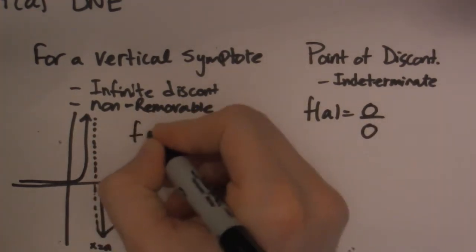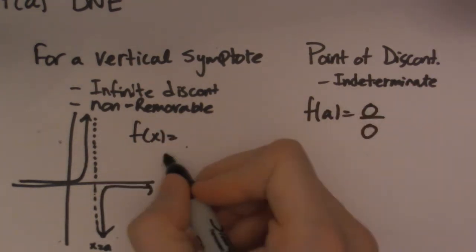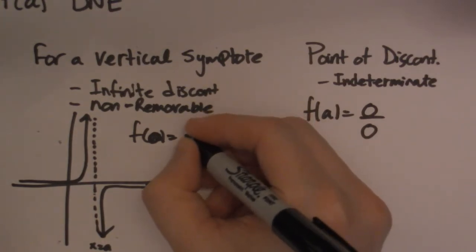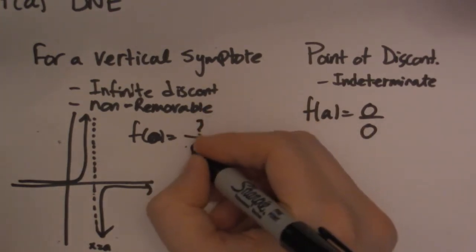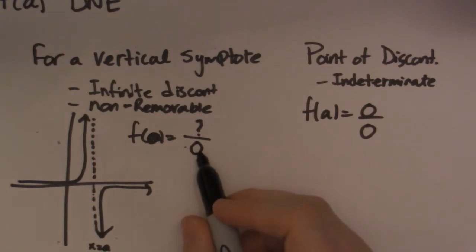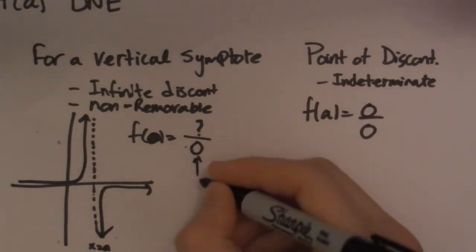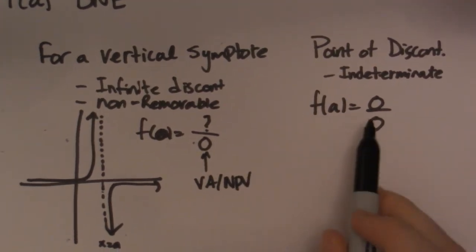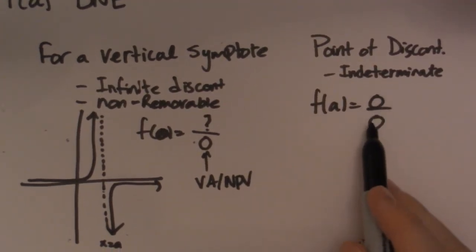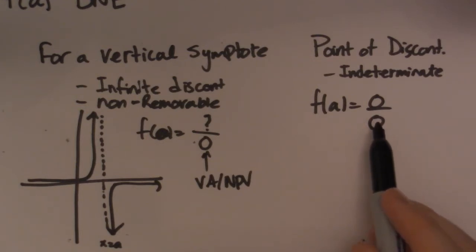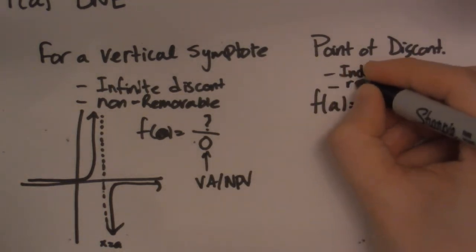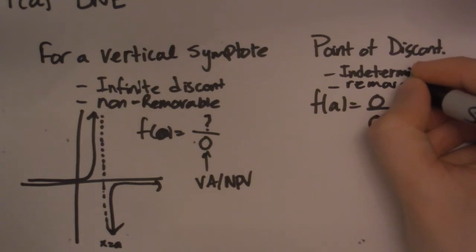Whereas this one, if you sub in a number f of a, then you're going to get some number, I'm just going to put a question mark for that number, over 0. So you're going to have division by 0. That tells you that you have a VA or non-permissible value, an NPV. Whereas in this case, you're going to get 0 over 0. So you're not sure what the value is. It's just a discontinuity. You know it's a point of discontinuity because you can remove it. This is the only type of discontinuity that can be removed.